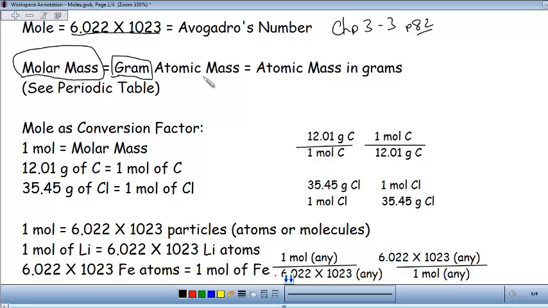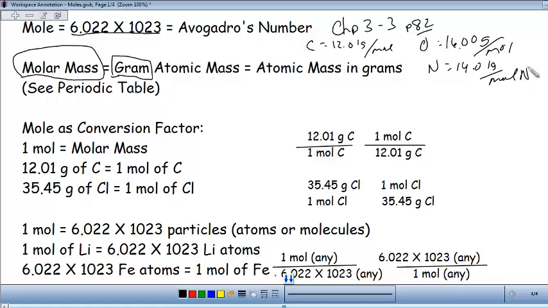The gram atomic mass is the mass in grams of 1 mole of any element. So for carbon, it'd be 12.01 grams per mole. For oxygen, it would be 16.00 grams per mole. For nitrogen, it would be 14.01 grams per mole. And that would be per mole of nitrogen, per mole of oxygen, per mole of carbon. These you can use as conversion factors. That means you have over 100 conversion factors on the periodic table.